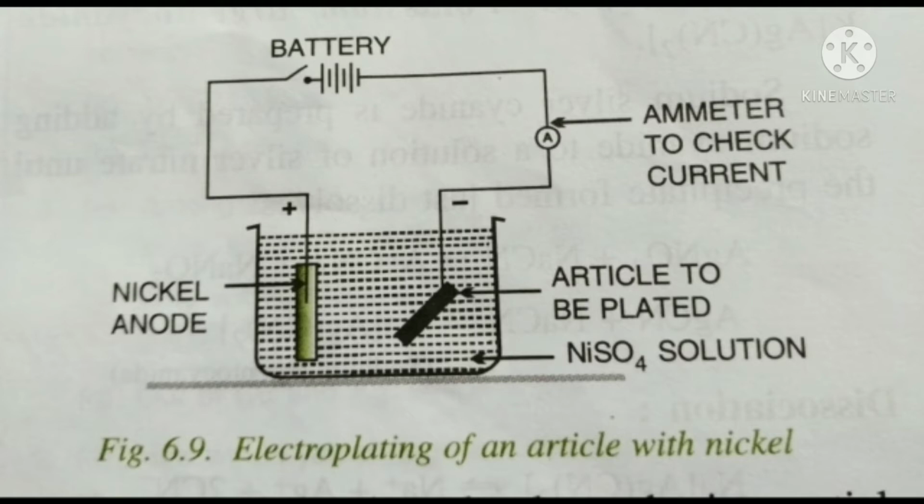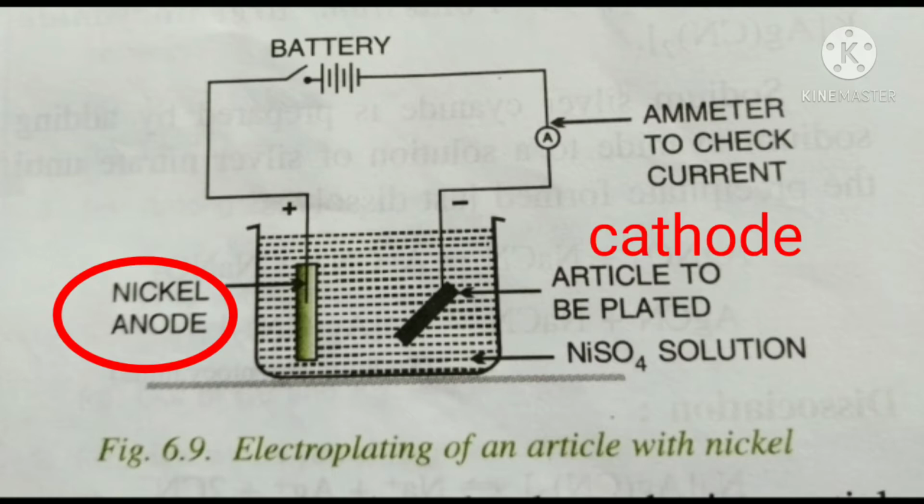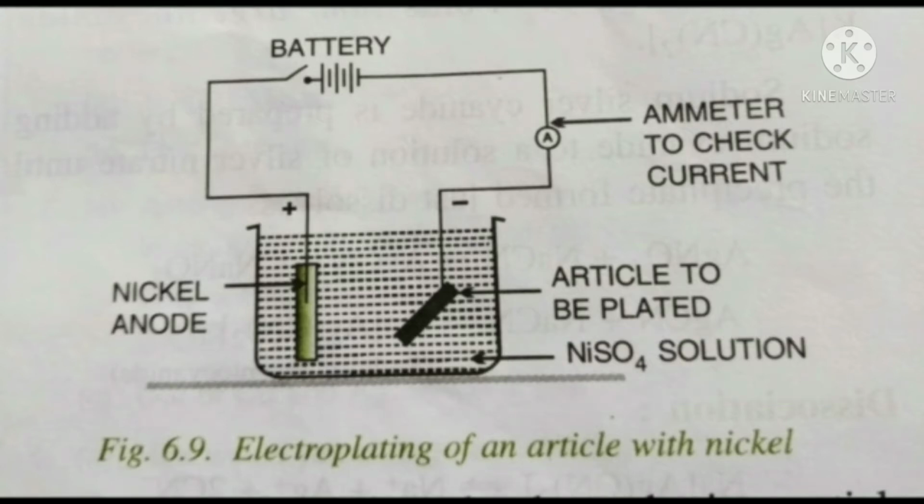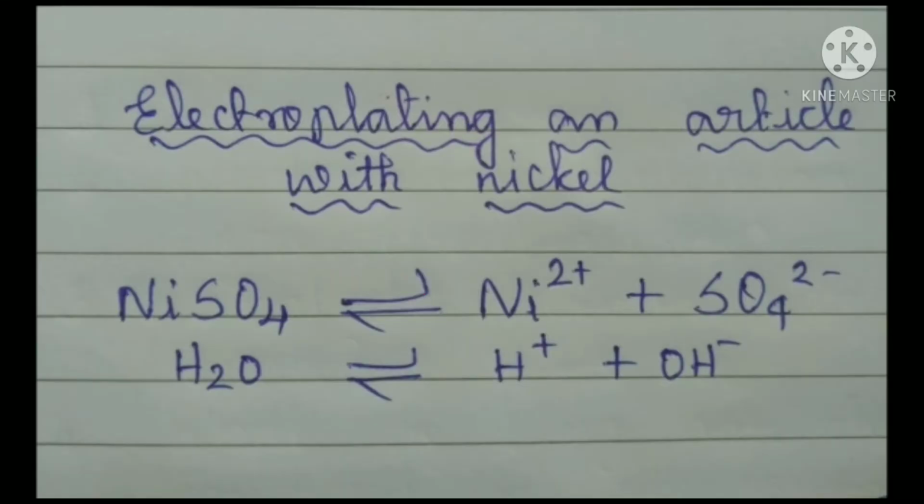According to this condition, we have taken nickel as the anode, and the article to be plated is kept at the cathode. The solution we have taken is nickel sulfate solution. It is an electrolyte. Why have we taken this nickel sulfate solution? Because according to the condition, it must contain the ions of the metal which is going to be plated on the article. When we close the circuit, this nickel anode dissolves and produces ions, which move towards the cathode, and there they will be deposited.